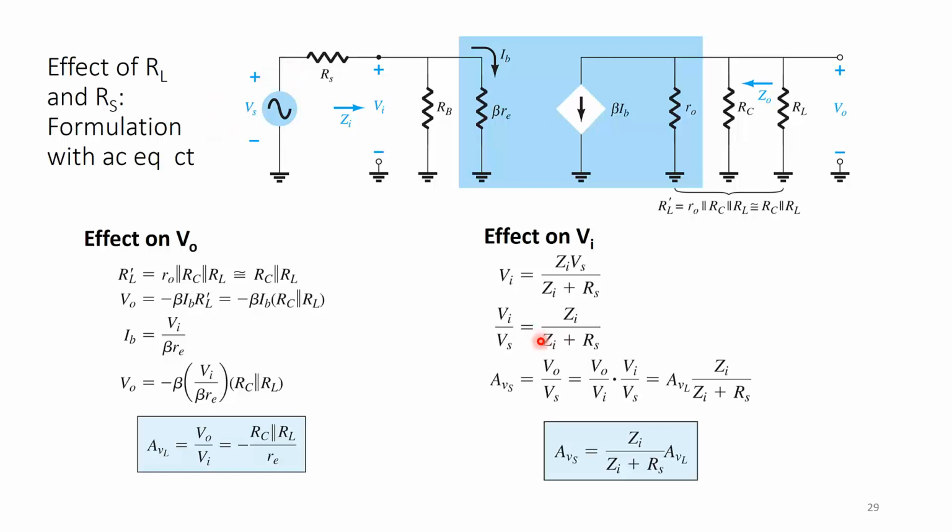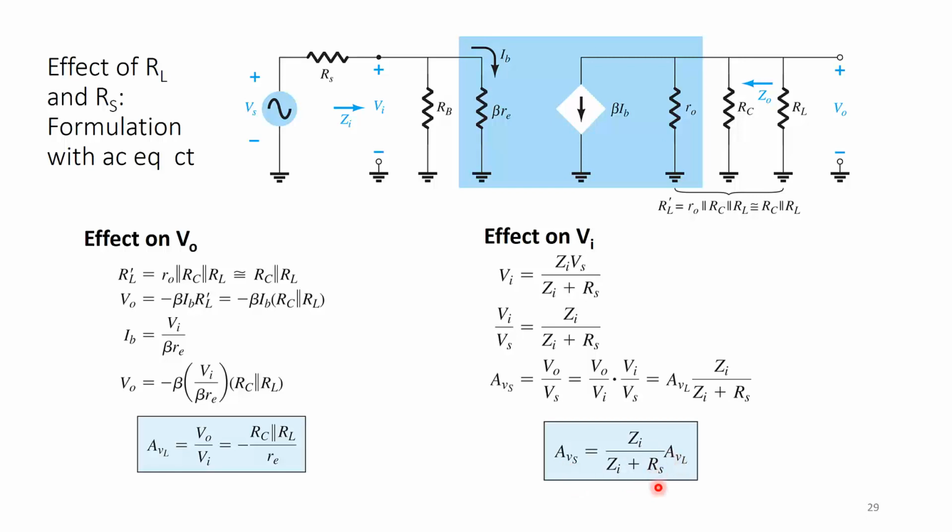So I can express Vin over Vs. When we want to find the voltage gain for an amplifier with the source and load resistance, it will be V out over Vs. Because we already know V out over Vin with the load, it's V out over Vin with the load times Vin over Vs, and Vin over Vs will be less than 1, because it's Zin over Zin plus Rs. So AVS will always be less than AVL. If Rs is 0, then AVS is equal to AVL.